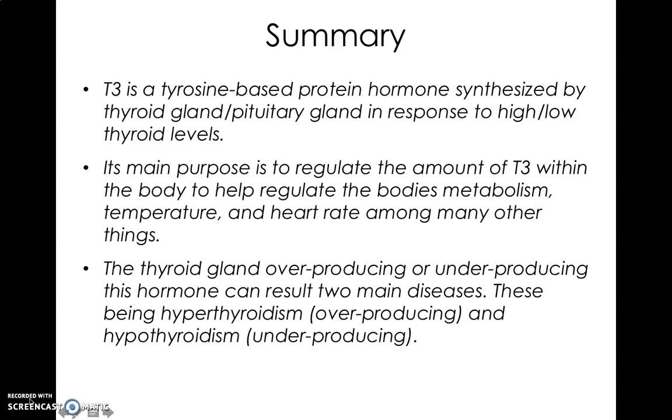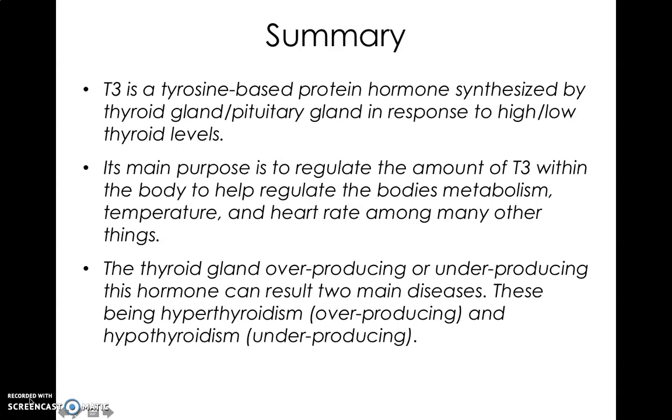In summary, triiodothyronine is a protein hormone synthesized by the thyroid gland but is regulated by the pituitary gland. The pituitary gland tells the thyroid when to produce more or when to produce less of the hormone. Its main purpose is to regulate the levels in the body based on the state your body is in. These levels regulate your body's metabolism, temperature, and heart rate.